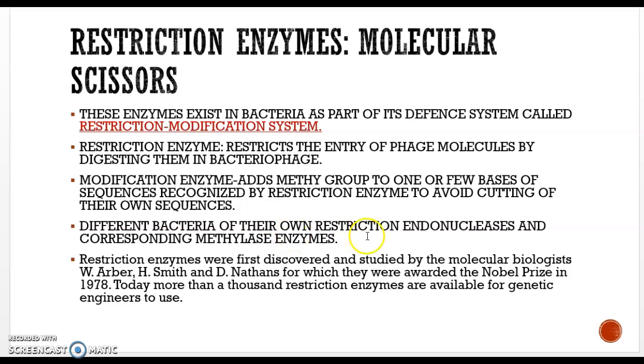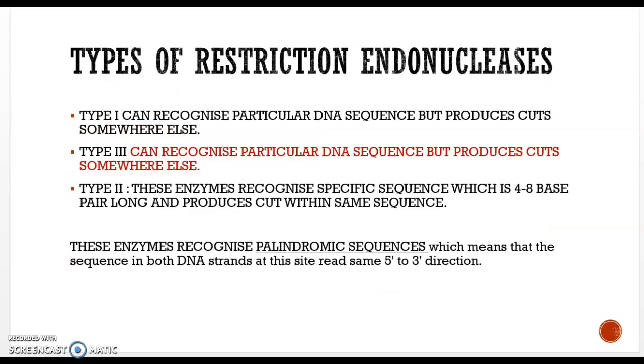Different bacteria have their own restriction endonucleases and corresponding methylase enzymes. Restriction enzymes were first discovered and studied by the molecular biologists Arber, Smith, and Nathans, for which they were awarded the Nobel Prize in 1978. Today, more than 1,000 restriction enzymes are available for genetic engineering purposes.